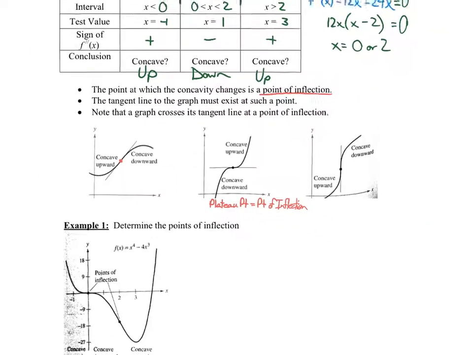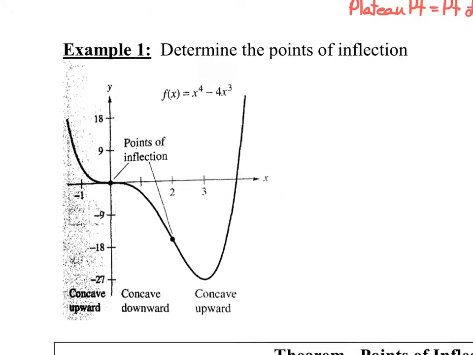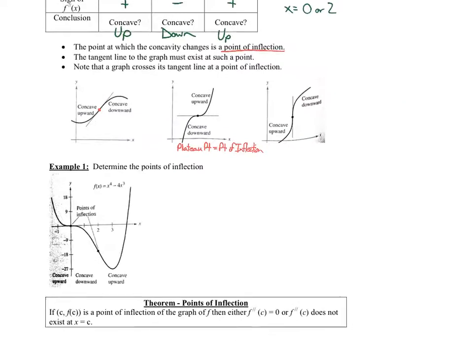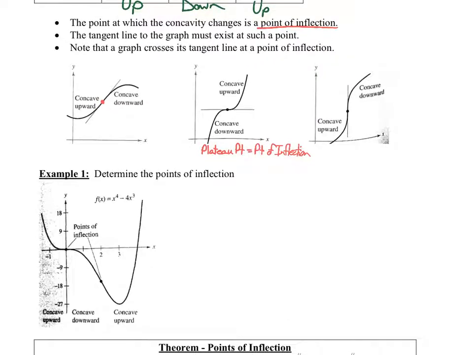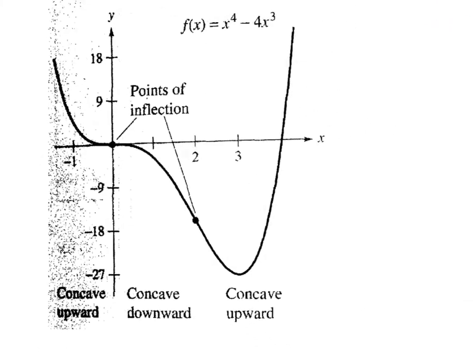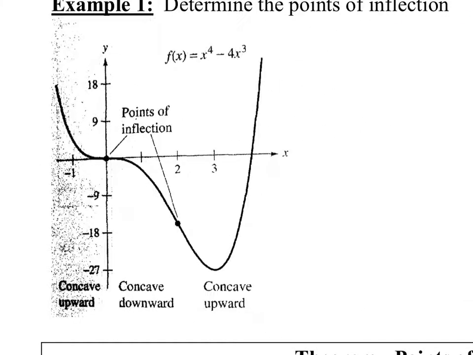Alright, so now that we've actually done that, you can see here on the graph, this is the graph of the function that we just worked with, okay? Determining the points of inflection was our warm-up. At 0, which ends up being the point (0, 0), if you plug it back into the original function, you can see we have a change from concave upward to concave downward. And then right here at 2, we have a change from being concave downward to being concave upward. Okay?